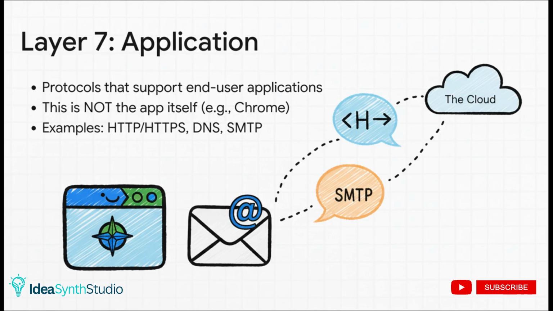HTTP is the protocol for the web. SMTP is the protocol for email. It's the language that our apps use behind the scenes to get things done.